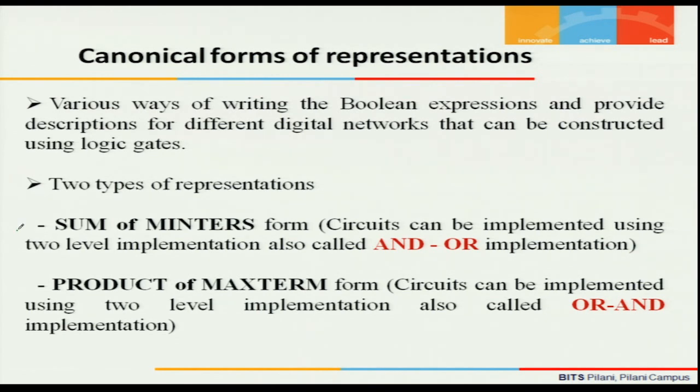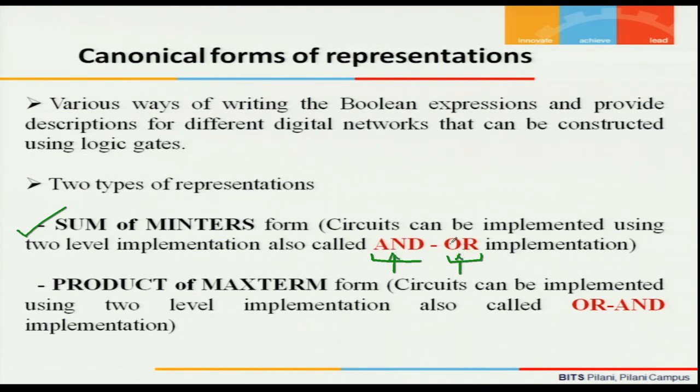One of the forms is what is called the sum of min terms form. Here the circuits can be implemented using two-level implementation. That means, if the circuit is represented in the sum of min terms form, then that circuit can be realized using two levels of logic circuit. The first level is a set of AND gates followed by an OR gate. So, we call this kind of implementation an AND OR implementation, which is a two level implementation. First level is an AND section, second level will be an OR section.